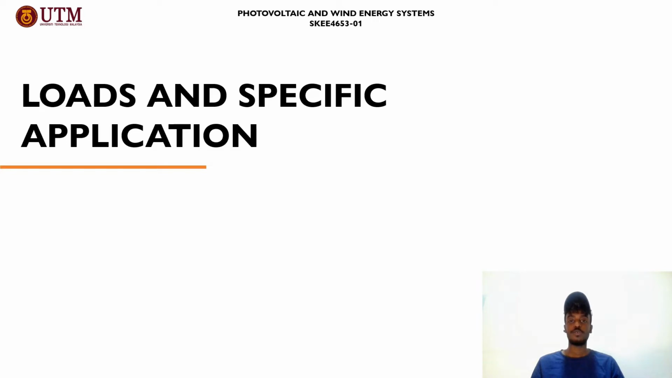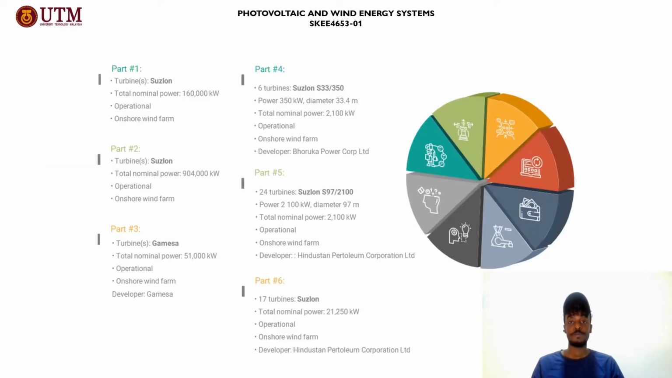My name is Ibrahim Al Nuruddin Hassan, and today I'm going to present on the loads and specific applications of the Jaisalmer wind park in India. To begin with, this wind energy system consists of 6 parts developed throughout the time, and mostly are developed by a company named Suzlon Energy. This company is responsible for developing and manufacturing this wind system project.